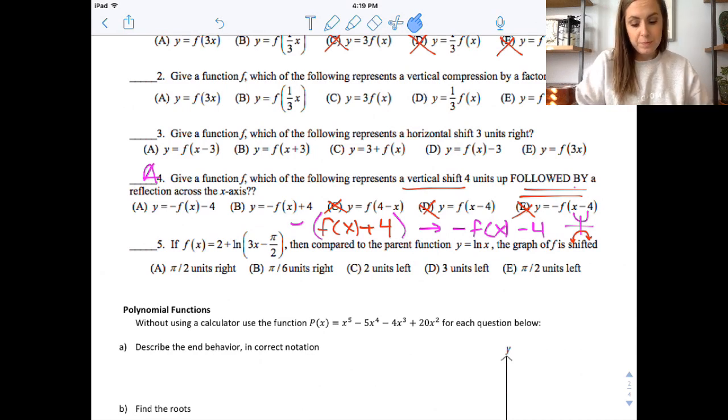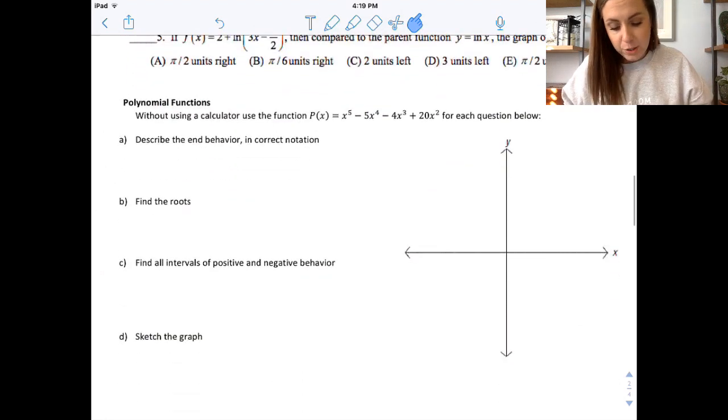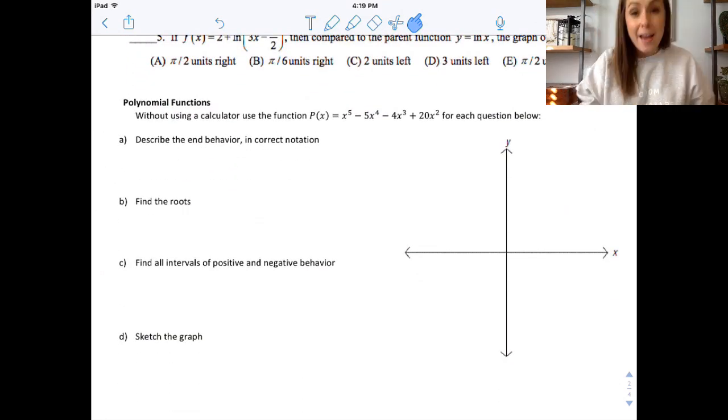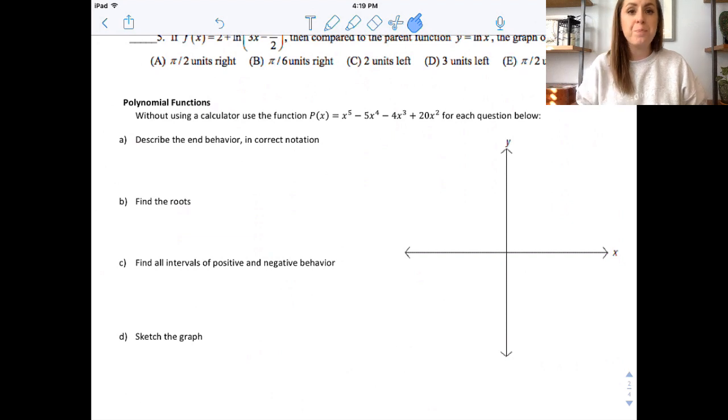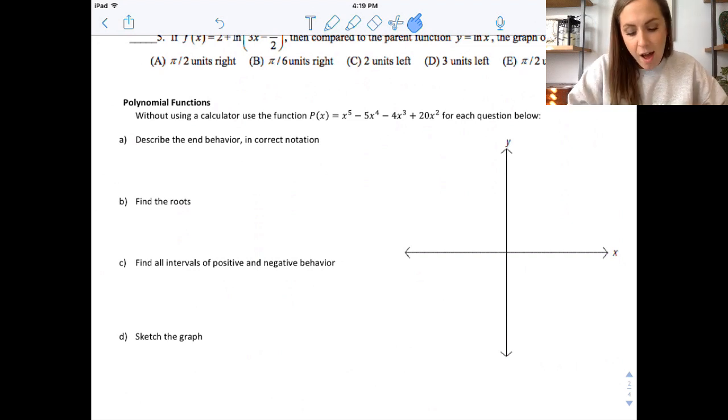Okay, let's go to our next part, which is polynomials. And again, if you have questions, please send them to me as we are going through this. I'm here for you guys right now. All right, so next one, without the use of a calculator, which you won't have, so don't get used to it, we're going to use this function for each of the questions below.